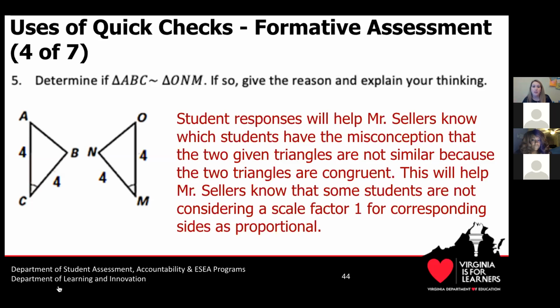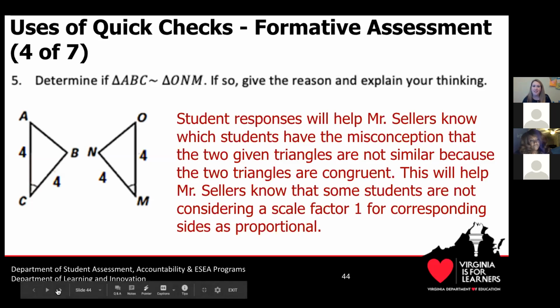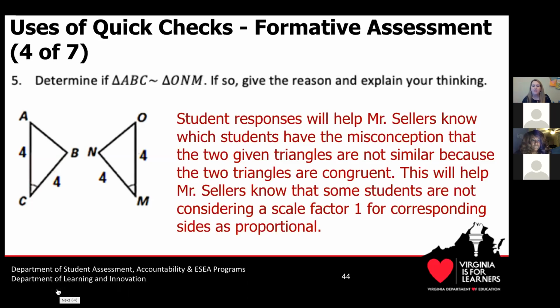So student responses to this particular question 5 will help Mr. Sellers know which students have the misconception that the given triangles are not similar because they're congruent. And students might see that and say, oh, those are congruent, okay, so they can't be similar. So this will kind of help him know, right, that they might not be looking at that scale factor of 1 and using that for their corresponding side, setting up that proportion.